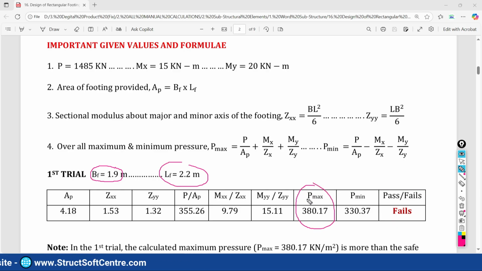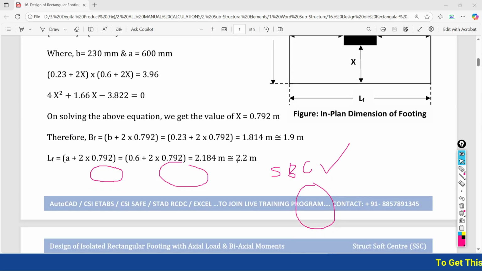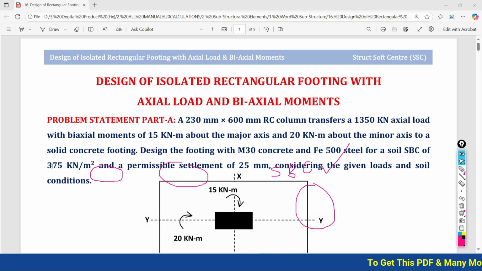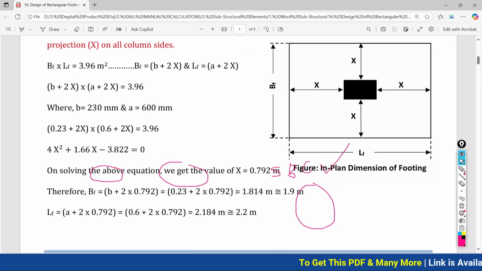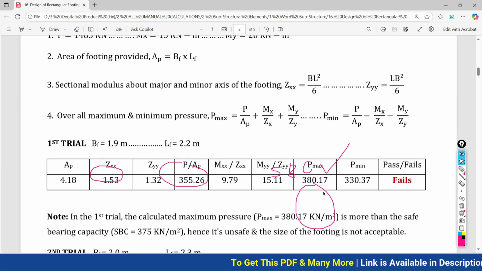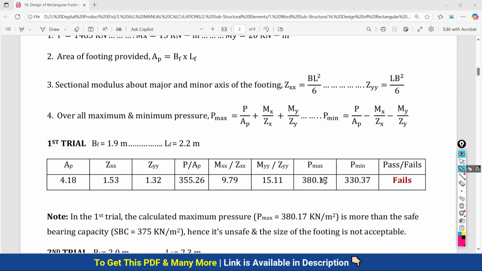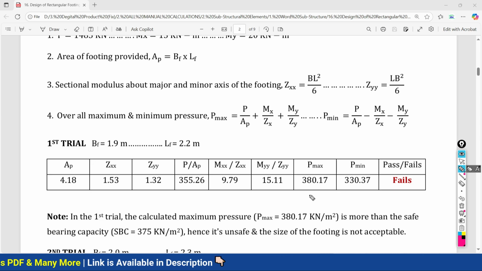If this maximum pressure is less than the SBC of the soil, then you can say it is safe. So our SBC of the soil is given as 375 kilonewton per meter square, and we are getting the pressure as about 380.17. So it is not okay, it is failing. Your upward soil pressure maximum should not be more than the SBC of the soil.